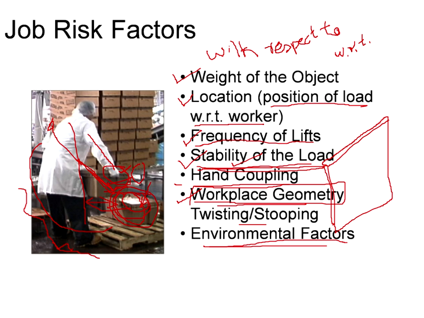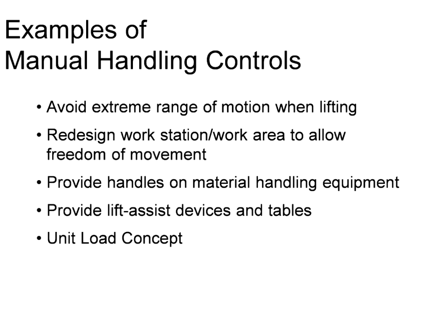These are all the factors you have to consider. Number one, weight of the object. Number two, location, that is position of the load with respect to the worker. Number three is frequency of lifts. Number four, stability of the loads. Number five, hand couplings. Number six is workplace geometry. Number seven is environmental factors. These are the factors which may lead to risk in a job.